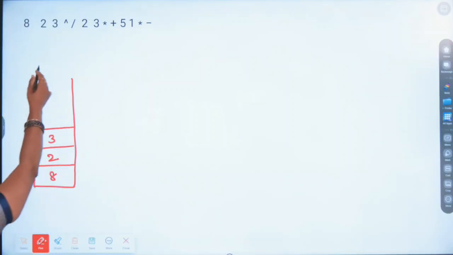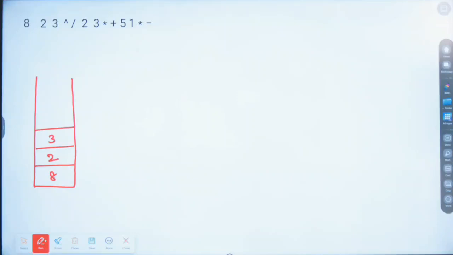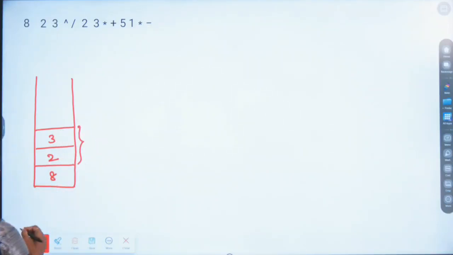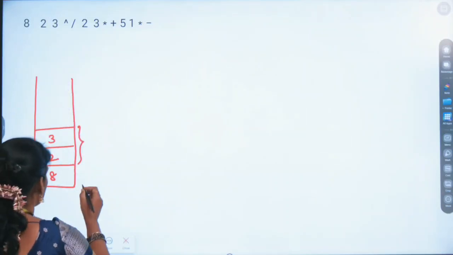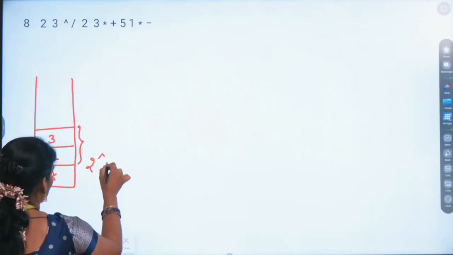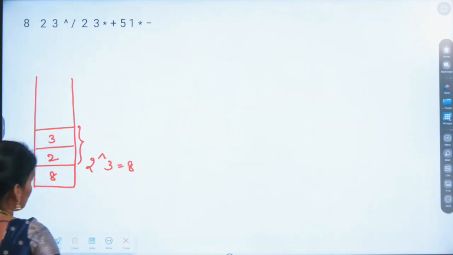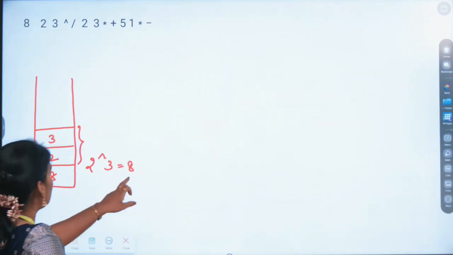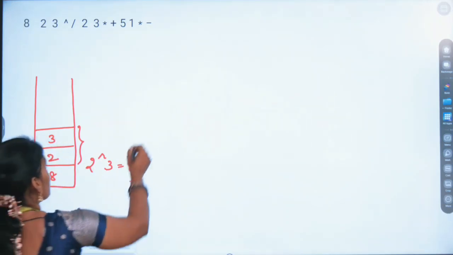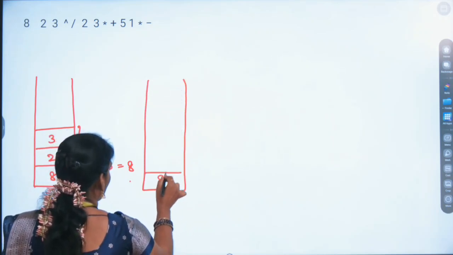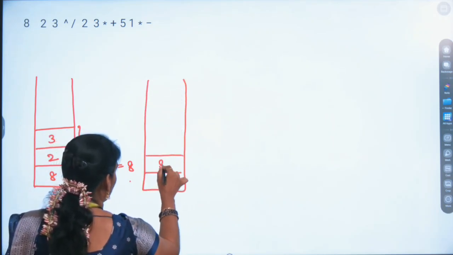Then the next symbol is an operator. If you get an operator, we have to pop out the top two elements and do the exponentiation operation. So 2 exponent 3 is equal to 8. Now we have the result as 8. Then this result has to be pushed back onto the stack. So now in the stack we have two elements, 8 and 8.